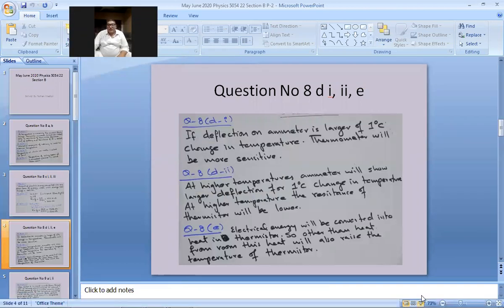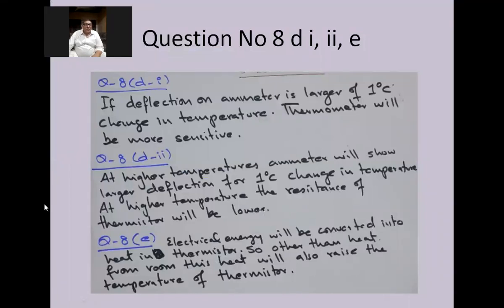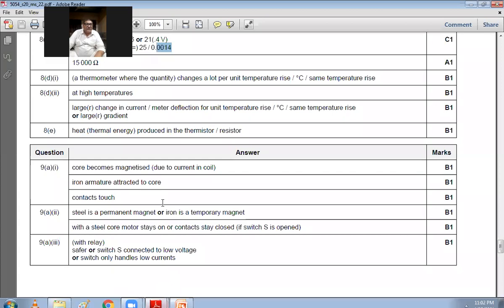Okay, so let's increase the size. Okay, so here we go. So the electric energy will be converted into heat in the thermistor. So other than heat from the room, this heat will also raise the temperature of the thermistor. So the temperature noted by the thermistor will be more than the actual temperature of the room. So that was question number 8. Let's check the marking scheme of the last part.